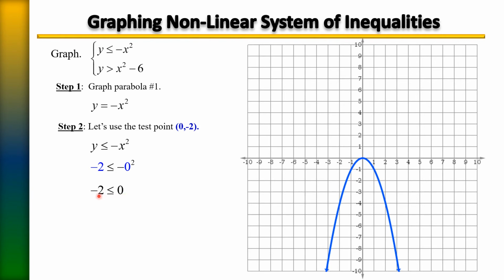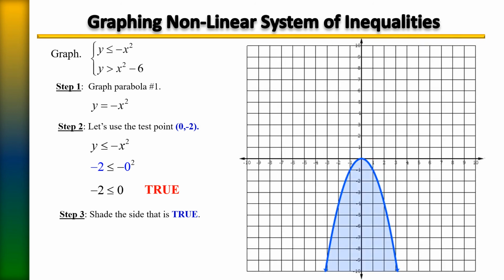Well, we know that -2 is not the same as 0, but -2 is less than 0, because if you take a look at the number line, here's 0, and then here's -2. Remember, the more you go this way, the smaller your numbers become. So that is a true statement. And since the area where we tested was true, then we're going to shade that lower region there. Okay, it's going to look like so.